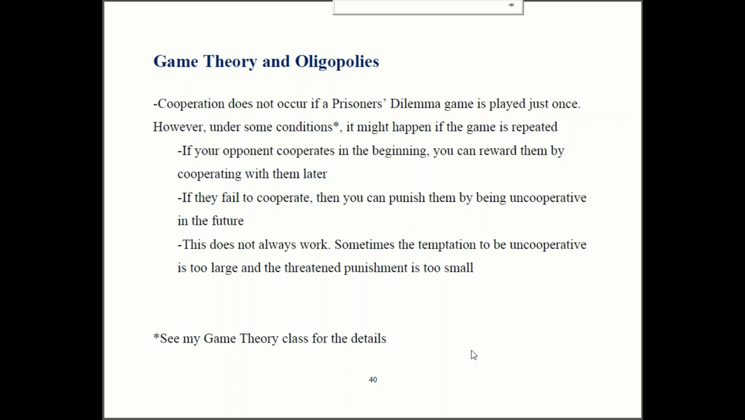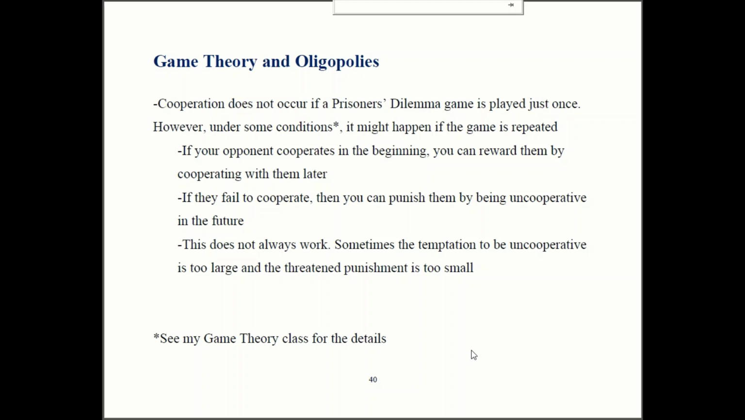I'm going to be vague here. The details are reserved for my upper division class on game theory, so if you're curious, you can go take that class and learn all about it. Under some limited conditions, you can get cooperation. Here's the intuition. So in the game that's played just once, if your opponent doesn't cooperate, then you can't do anything about it. The game just ends. It was played once.